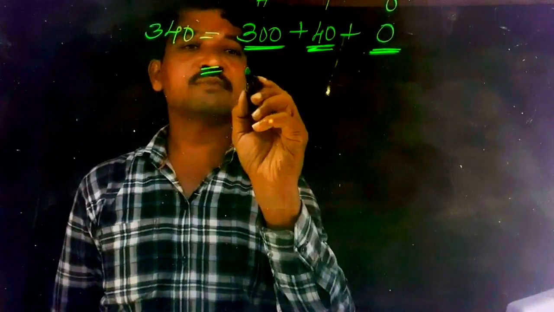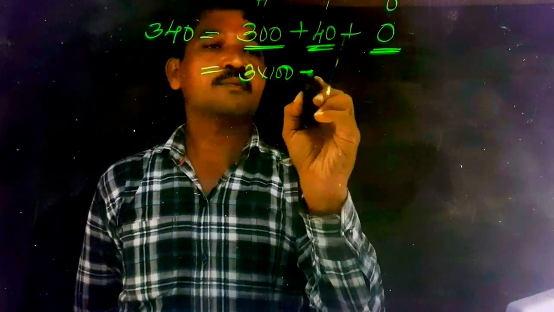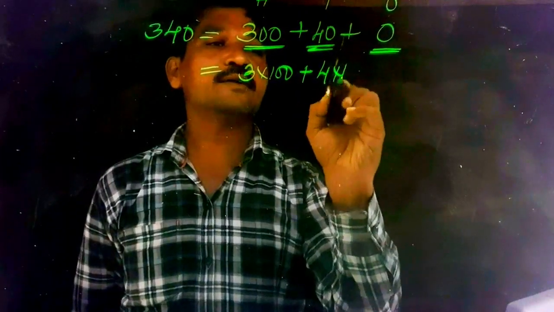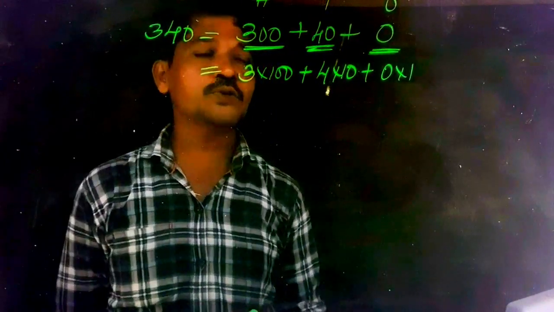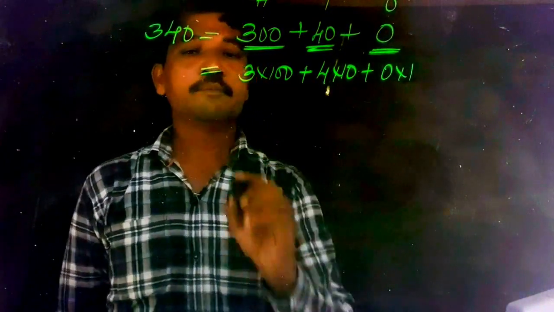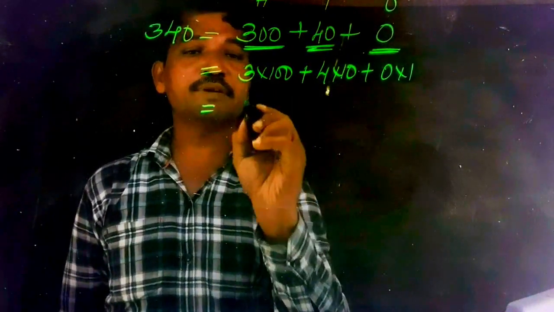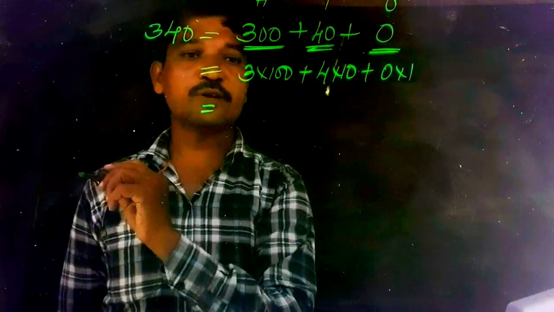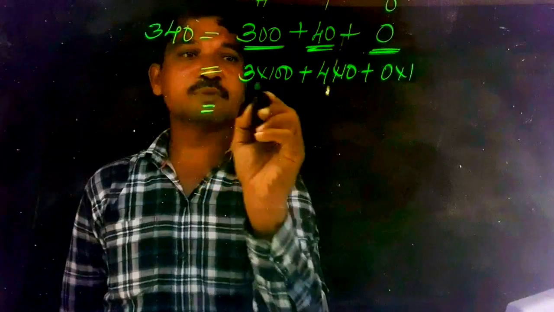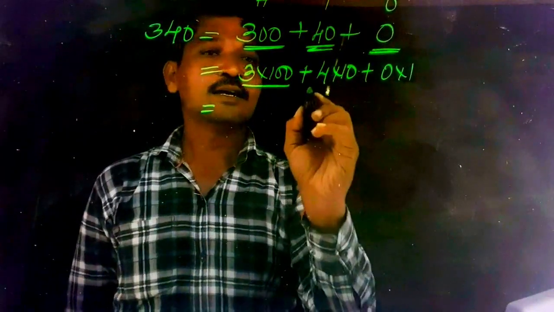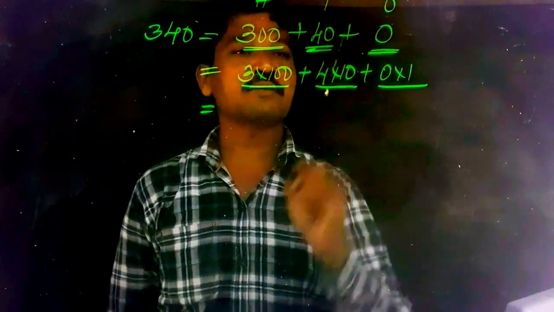Then how do we write it? One more step: 3 into 100 plus 4 into 10 plus 0 into 1. We are writing 0 into 1. It is an expanded form. Means what? The 100s place digit is multiplied by 100, the 3 is multiplied by 100, and the tens place is multiplied by 10, and the ones place is multiplied by 1.